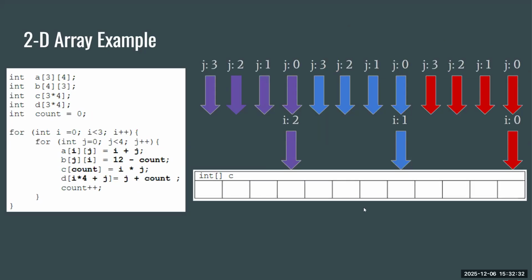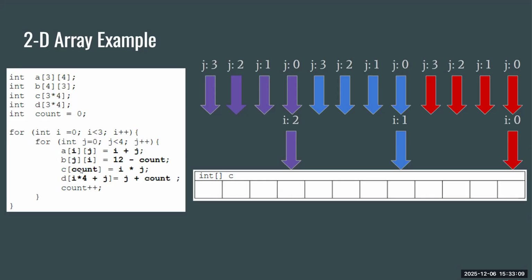And now we'll look into the C array. This is utilizing the count as the index into the C array. So count starts off as 0. And all we're doing is taking the current iteration of I and multiplying it by j. So we'll see if we can find the pattern here. First iteration is 0 times 0, which is 0. So 0 will be in the first spot.